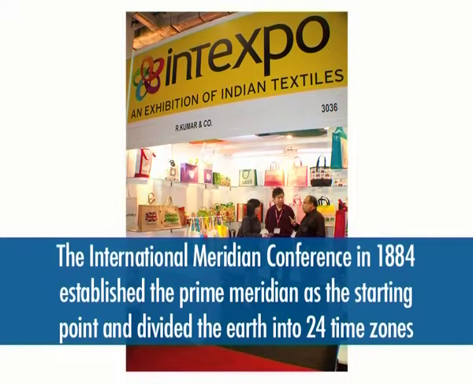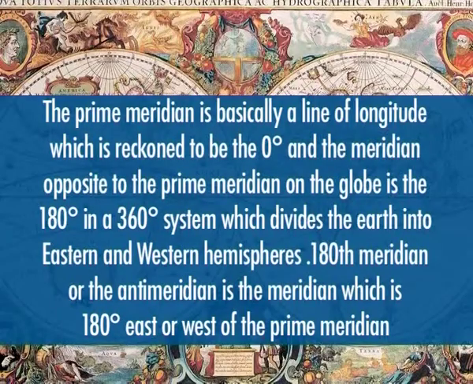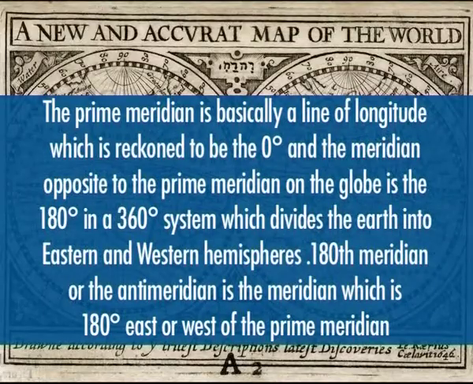The International Meridian Conference in 1884 established the prime meridian as the starting point and divided the Earth into 24 time zones. However, the number of standard time zones is debatable and discussed among various sources, particularly with regards to the international dateline. The prime meridian is basically a line of longitude which is reckoned to be the 0 degrees, and the meridian opposite to the prime meridian on the globe is the 180 degrees in a 360-degree system, which divides the Earth into two hemispheres, eastern and western.